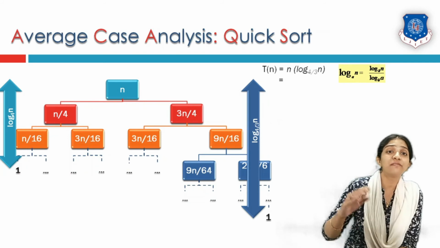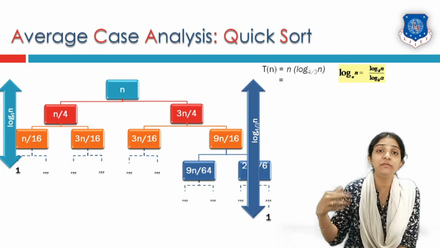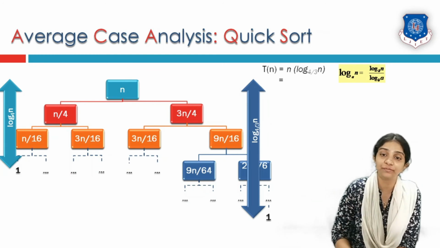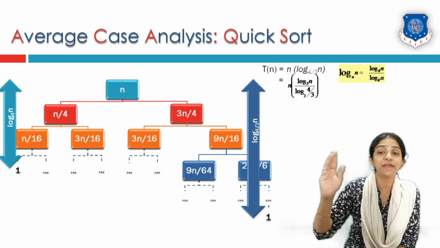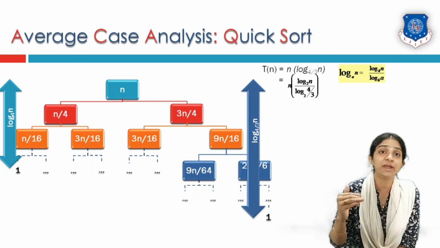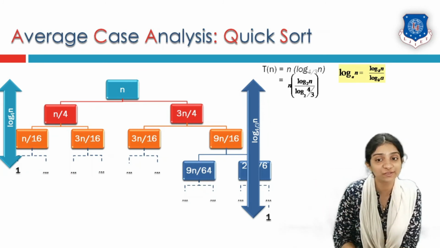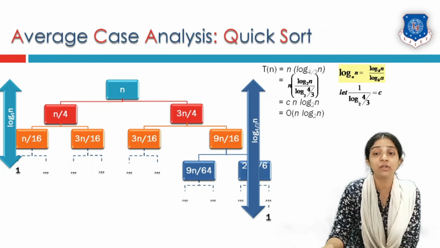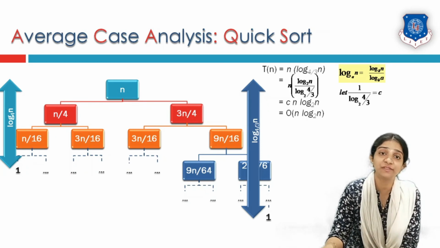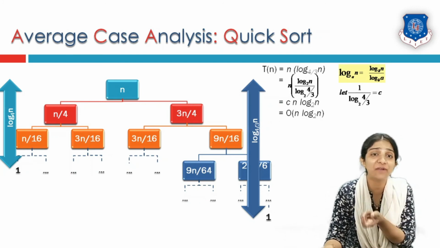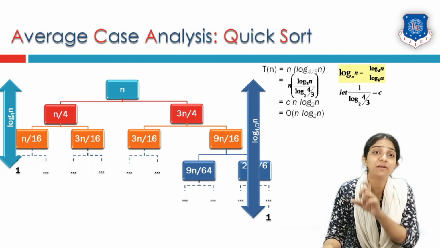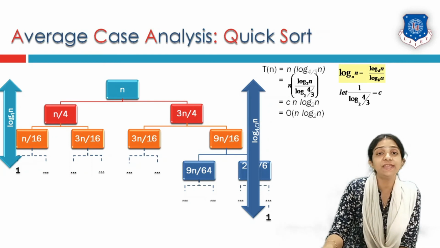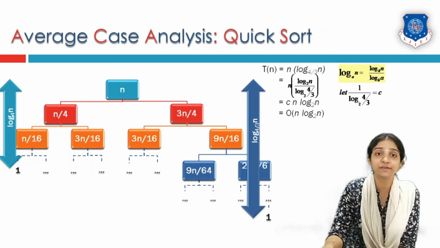We know that log of n to some base a can be rewritten as log of n to the base b divided by log of a to the base b. So we separate out log of n to the base 2 divided by log of 4 by 3 to the base 2, and the whole term is multiplied with n. We know that log of 4 by 3 to the base 2 is some numeric constant value. So instead of writing the complete term, let me substitute a constant c. C into n log of n to the base 2.